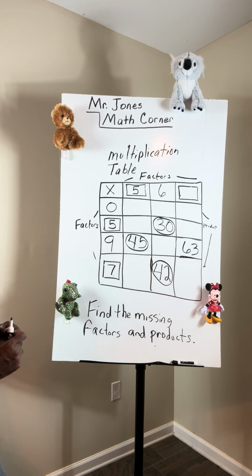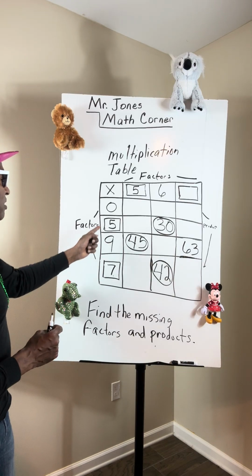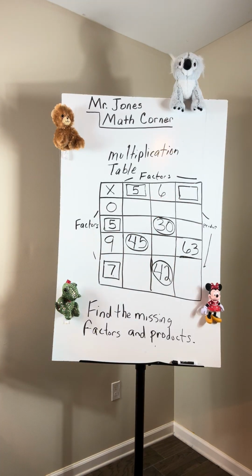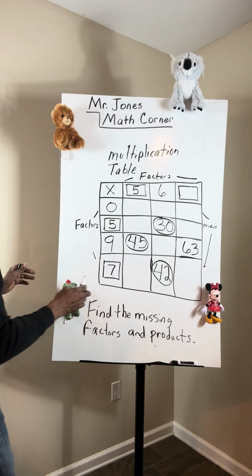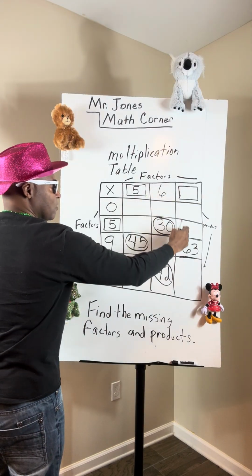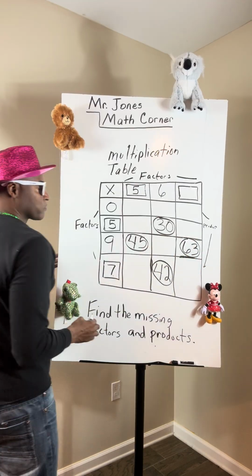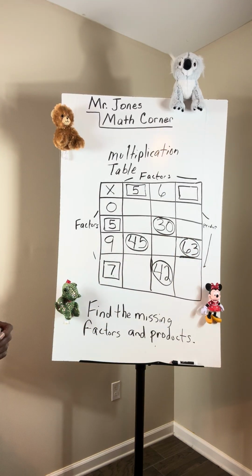Now we have one missing. Let's look at what another box is blank. Boom, right here. We've got a missing factor. So let's go under the factor and see what number we meet at. So we've got a factor here. We come down. Boom. Circle that number. Let's look to the left.